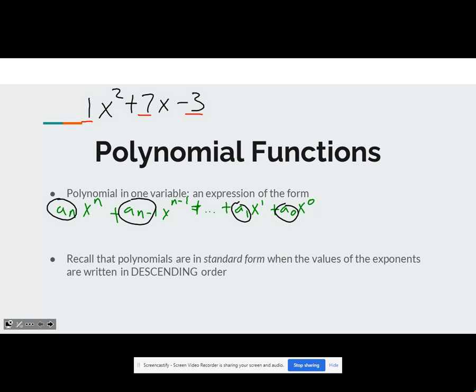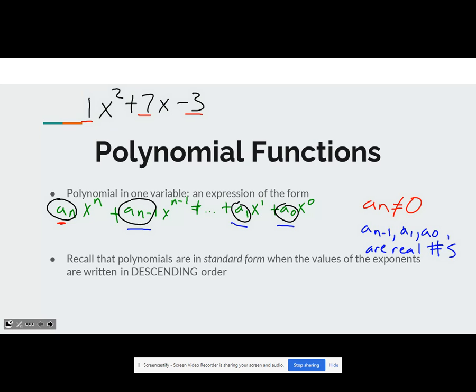Something to note about these is that a sub n, the leading one, so this one over here, cannot be equal to 0. And the rest of them, your a sub n minus 1, a sub 1, and a sub 0, all have to be real numbers. They can't be complex numbers, so no i's, no i's for imaginary numbers, that is, I should have specified. A sub 1, a sub 0 are real numbers.